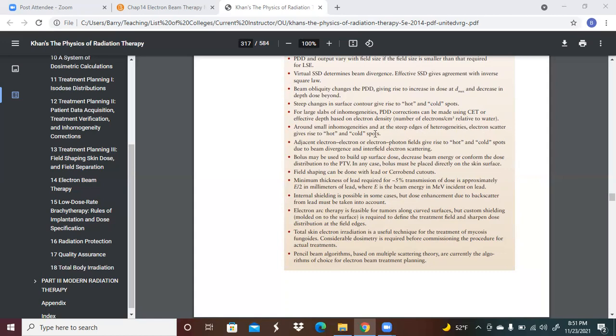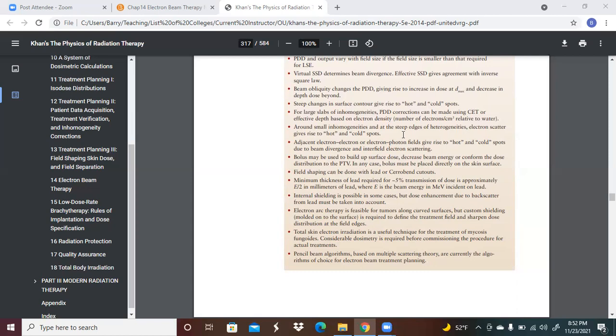Around small inhomogeneities and at the steep edges of heterogeneities, electron scatter gives rise to hot and cold spots. In other words, it's not going through the same material smoothly. You're going to run into areas of bone, or areas of air, and so it's going to affect the effective range of what you're going to be able to treat.